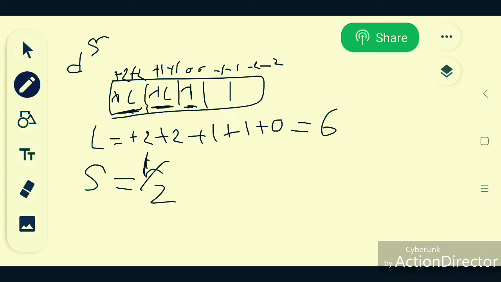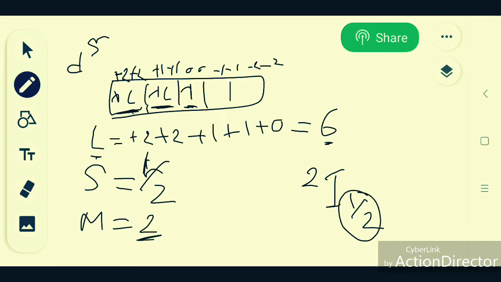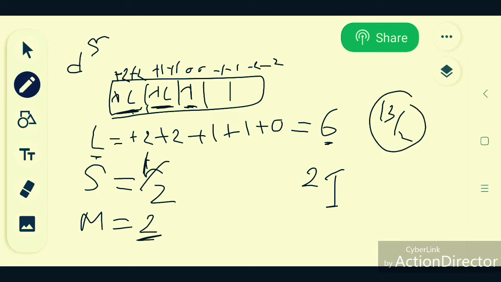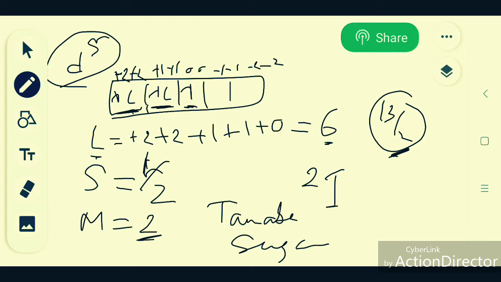But this is an unpaired electron, so it becomes half. So spin becomes half, and multiplicity equals 2. Multiplicity is 2 and L is equal to 6. When L is equal to 6, the state will be I. So the state is 2I, or we can write it as 2I with a J value. The J value will be 13/2. But we do not need to include the J value, because the determination of the ground state term for a strong field complex is required for plotting Tanabe-Sugano diagrams, and there we don't require this J value. So we can write the ground state term as 2I.